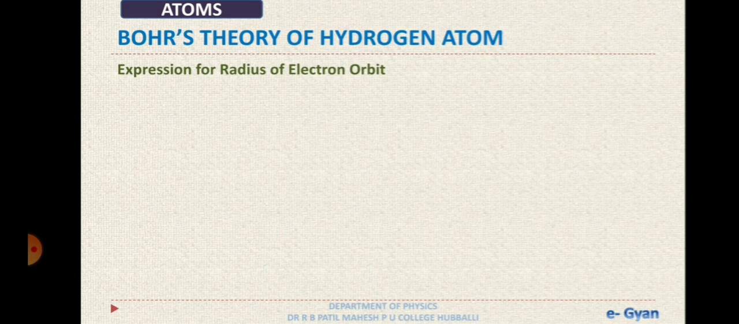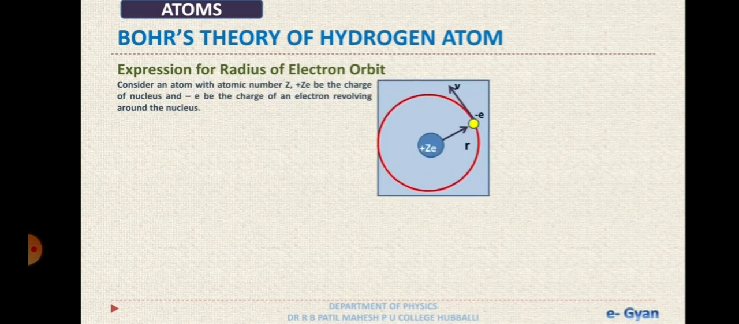Let us discuss the expression for the radius of an electron in a stationary orbit. We consider an atom with atomic number Z, such that Ze will be the charge of the nucleus, and an electron of charge minus e revolves around the nucleus. Let m be the mass of the electron, v be the speed of the electron, and r be the radius of the electron in the circular orbit.